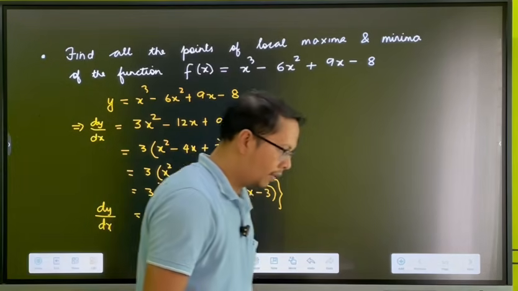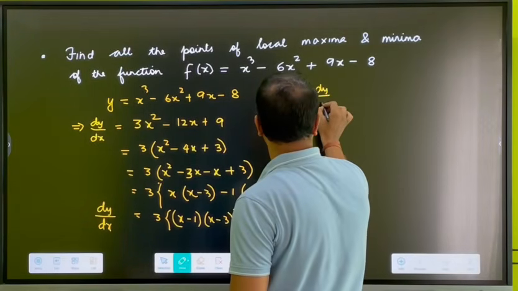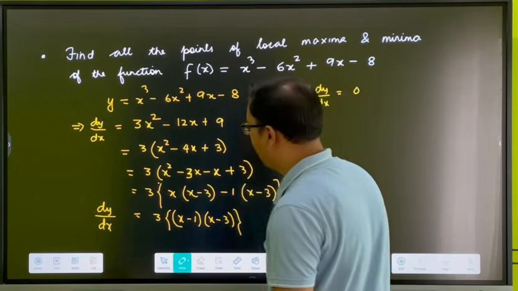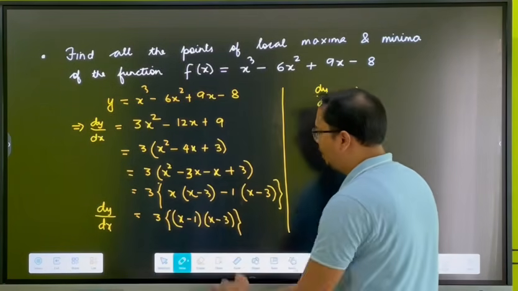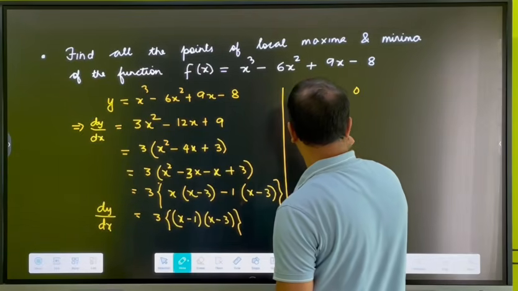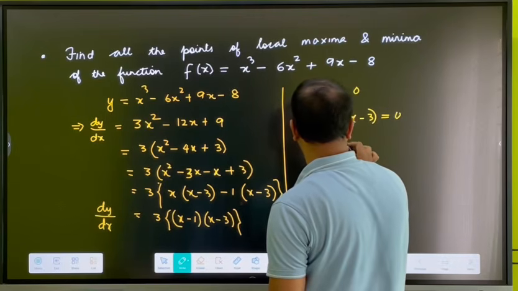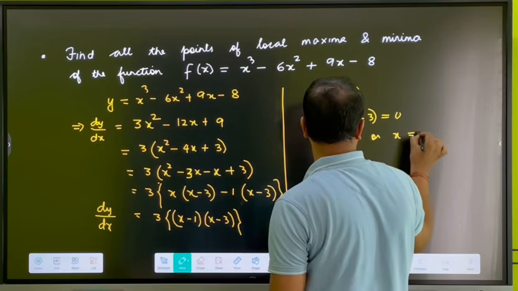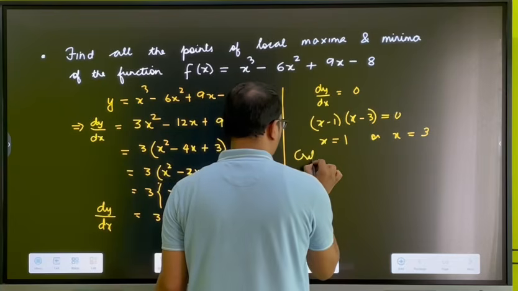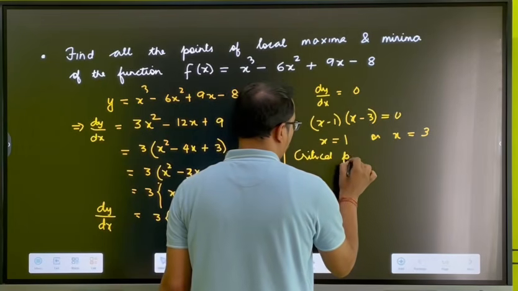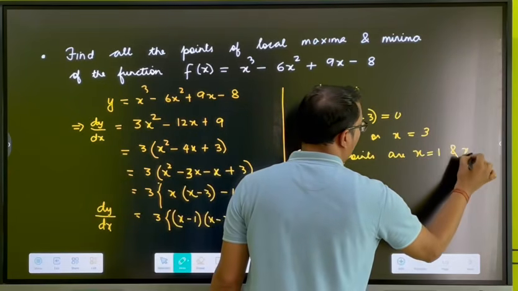Now for finding the critical points, we have to place dy by dx equals 0. Now if this term is equal to 0, 3 is always greater than 0, so we have (x minus 1)(x minus 3) equals 0, so either x equals 1 or x equals 3. So our critical points are x equals 1 and x equals 3.